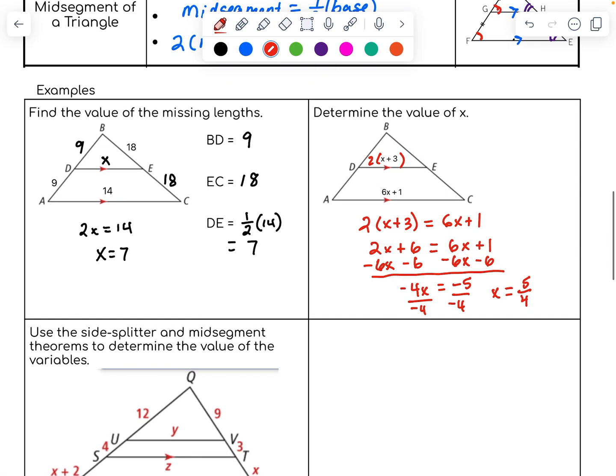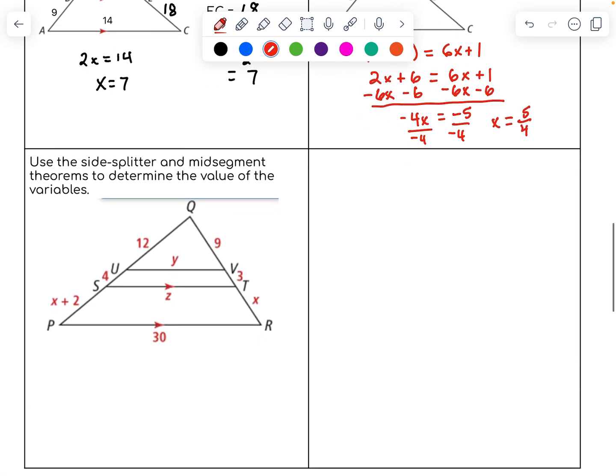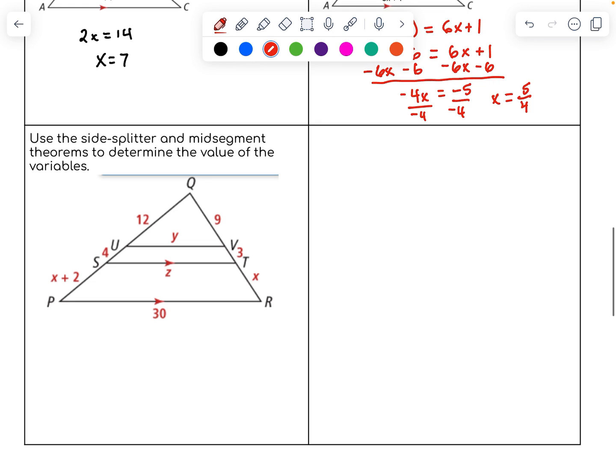Let's have some fun here. Use the side splitter and mid-segment theorems to determine the value of the variables. So we got to look around. We got some stuff going on here. We got x. Here's x. Here's y. And here's z.